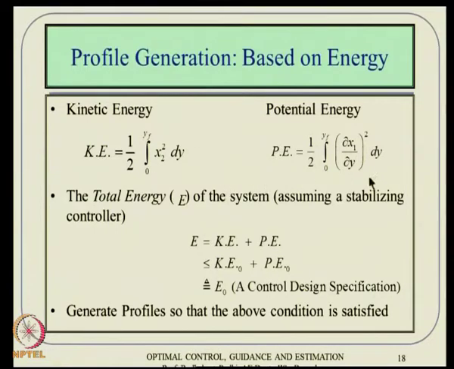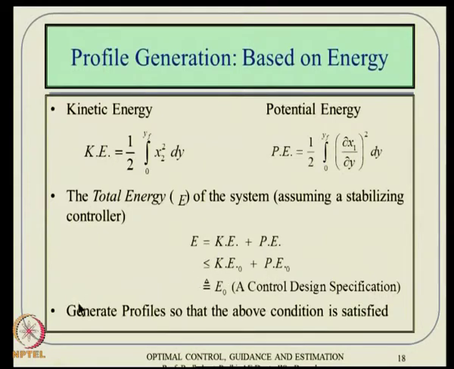So, if the problem definition is like that and the implication is like that, then you say that at the maximum, the total energy, which is nothing but kinetic energy plus potential energy, can deviate only so much. In other words, the entire energy content of the system is bounded by that value E naught. That has to be specified as a control design specification.